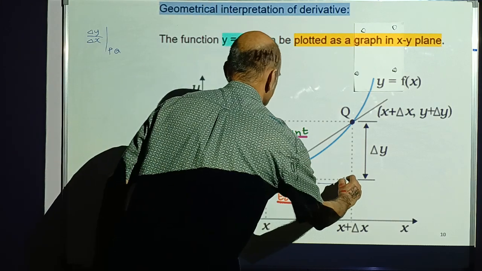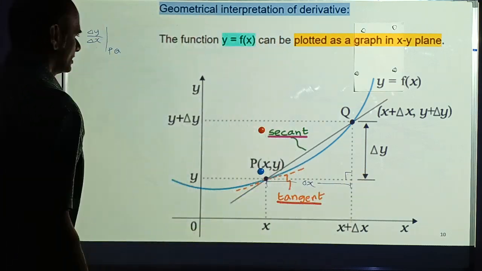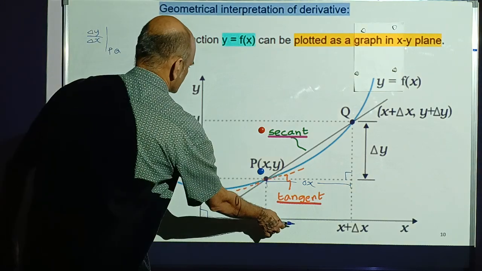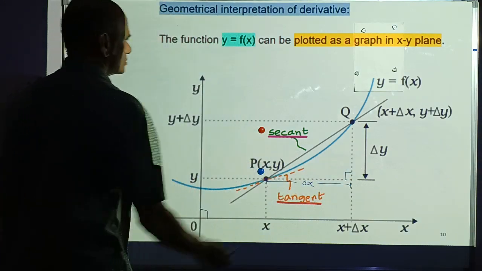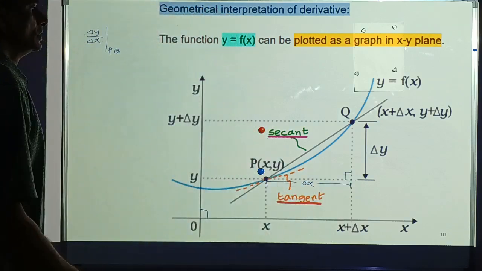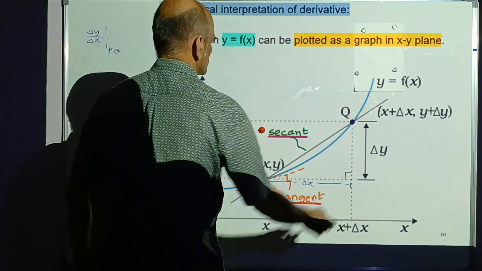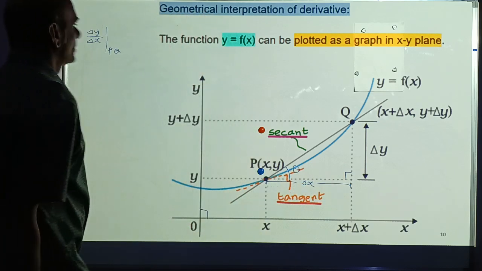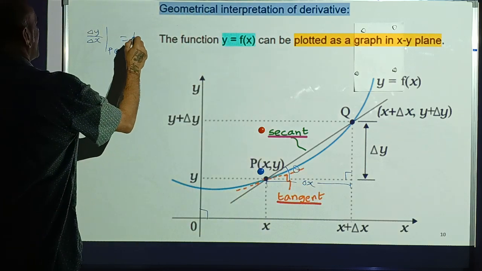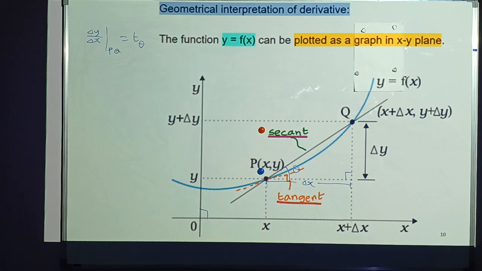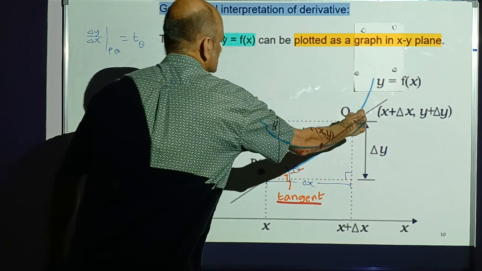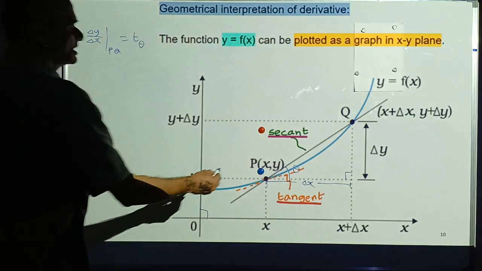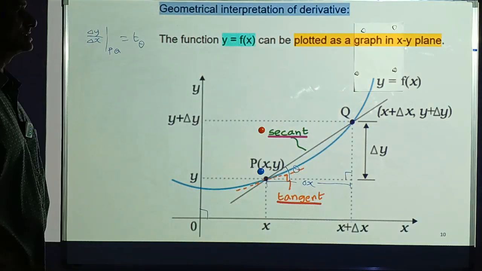So delta y by delta x, this angle is 90 degrees. The angle between x and y axis is 90, and this is parallel to x axis and this is parallel to y axis. So angle between these two is also 90 degrees. So this is a right angle triangle. So delta y by delta x, if this angle is theta, it's a right angle triangle, this will be equal to tan theta. And theta is the angle which this line makes with the x-axis. And this line is a line joining the 2 points of the curve, which is called secant.